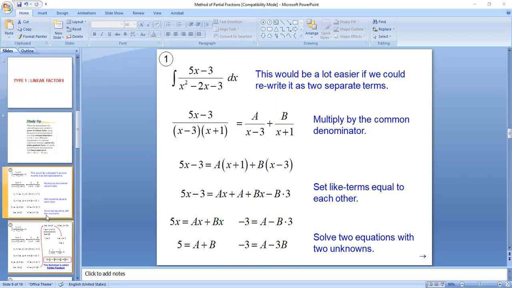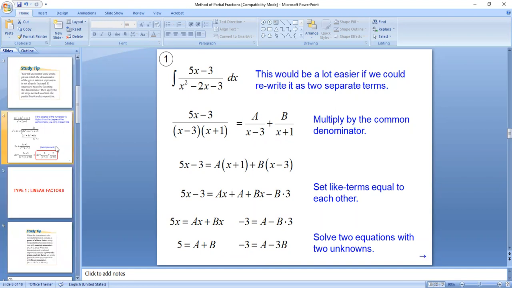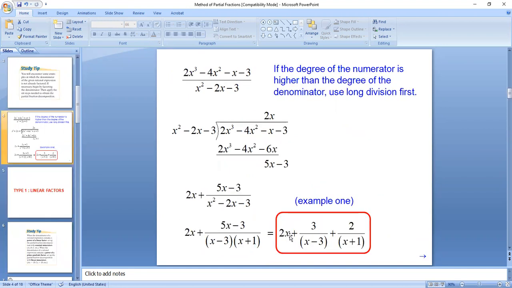Where was that? This one. So if this is your original integral, let's say I place here a dx, this is its equivalent already. You just have to answer that.